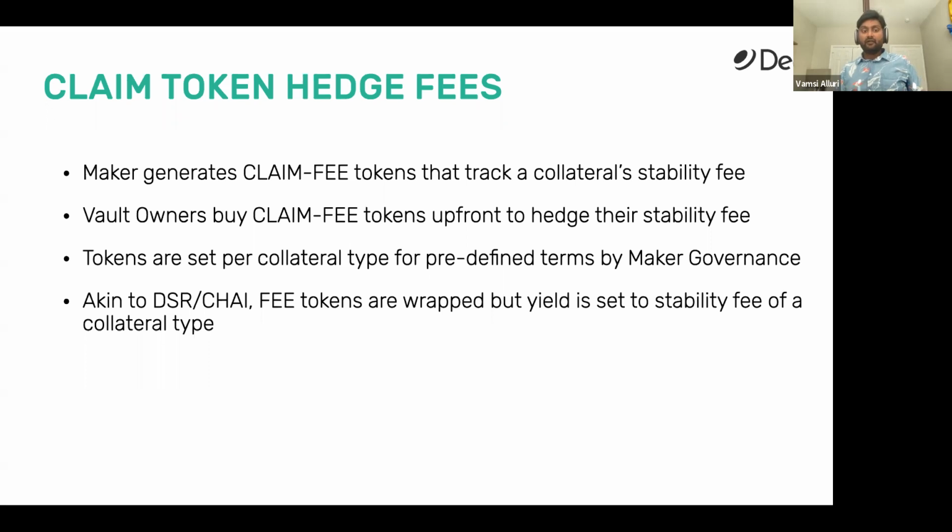One mental model you could use to understand these tokens is to think about DSR and Chai. Essentially, just like how Chai is pointed towards DSR, a fee token is pointed towards the stability fee of a collateral type. They are yield tokens that track a rate.